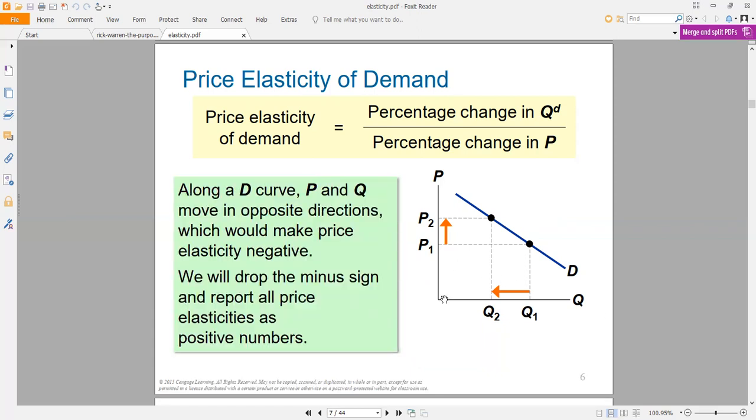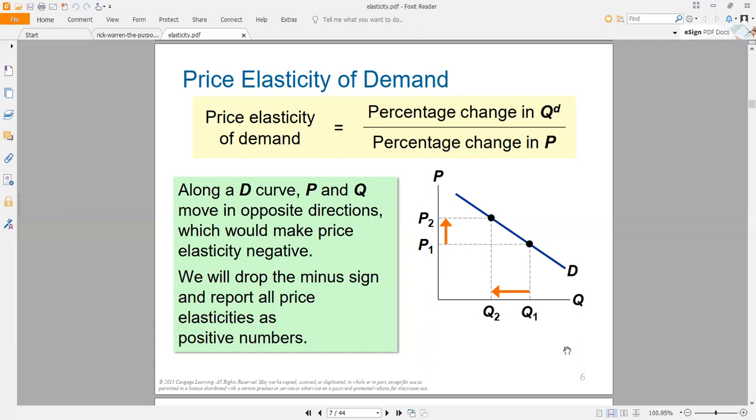Now, we know that with a normal demand curve, the law of demand, whenever there's an increase in price, we expect a reduction in quantity demanded. And whenever there's a reduction in price, we expect an increase in quantity demanded. So they move in opposite directions. If one is moving up, the other one is expected to move down.